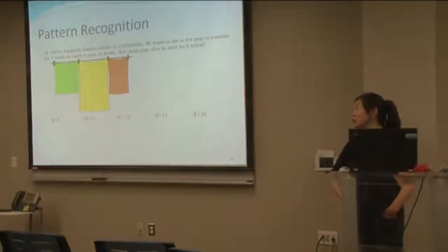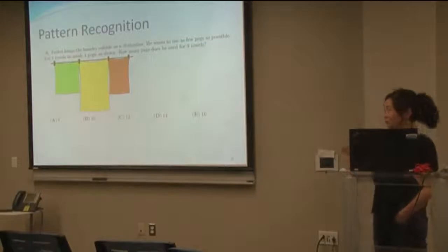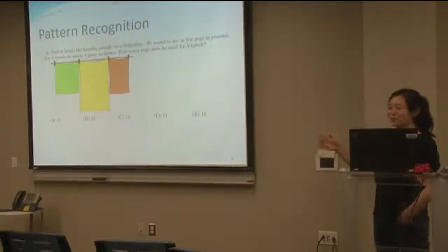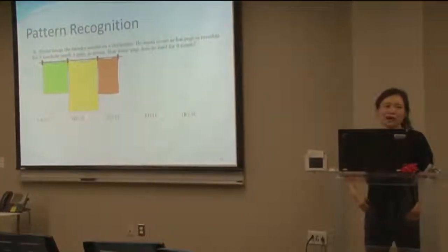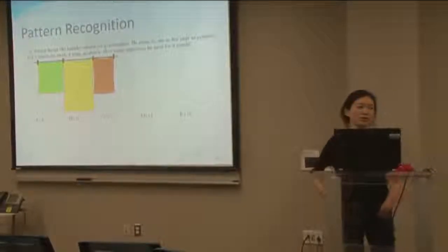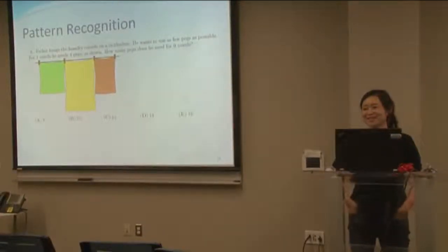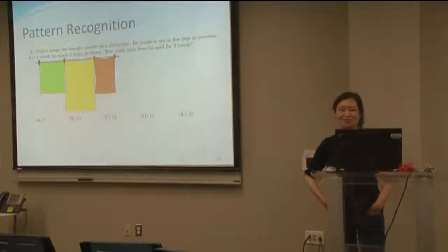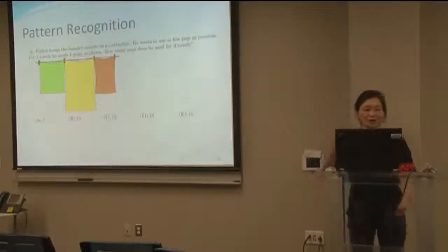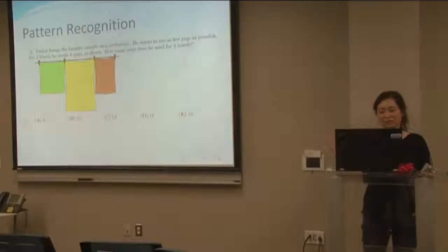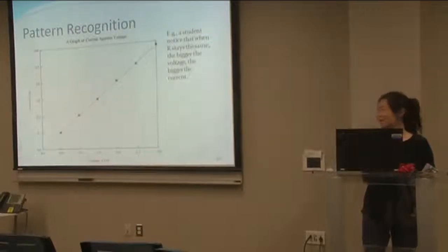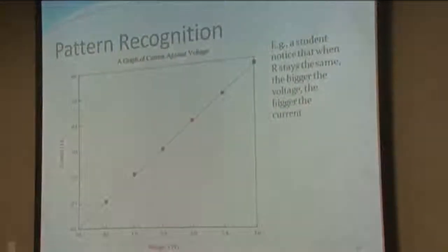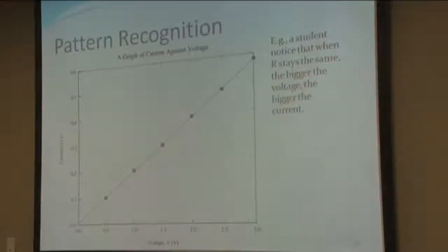However, if you recognize the pattern, so every one more towel you hang up, you need one more pack, right? Then the problem is easy. You don't need to draw. Otherwise, what if you have 100 towels? Do you need to draw the 100? So that's the importance of pattern recognition. Once we know the pattern, that can help us solve problems effectively and efficiently. So this is pattern recognition in physics, the relationship between current and voltage.